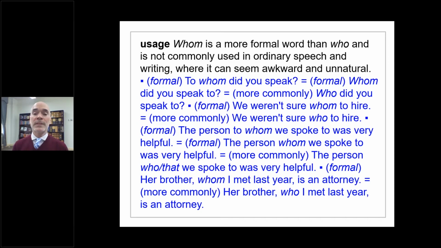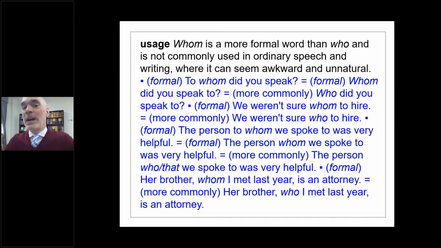And you may have perceived, as many people have, that whom seems to be being used less and less frequently over the years, and yet it still persists in certain constructions. And so we label these as formal and less formal. So to whom did you speak? Whom did you speak to? But much more commonly, who did you speak to?